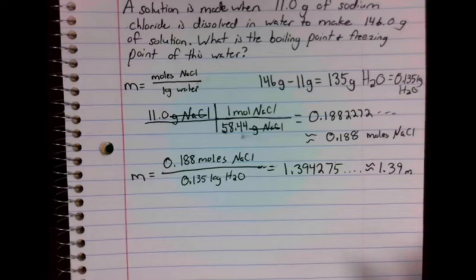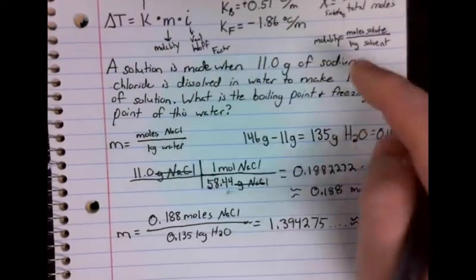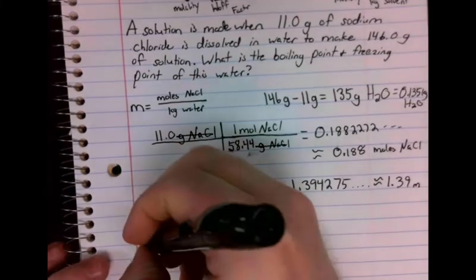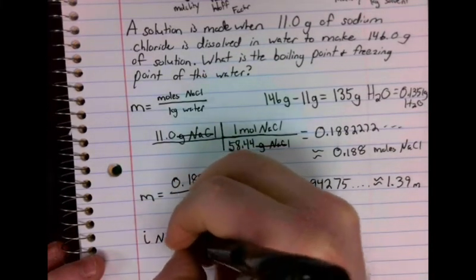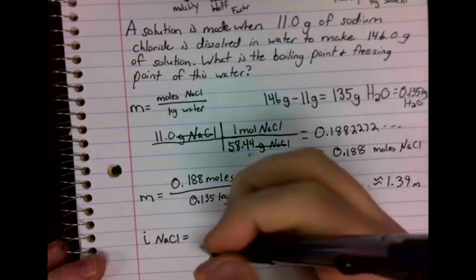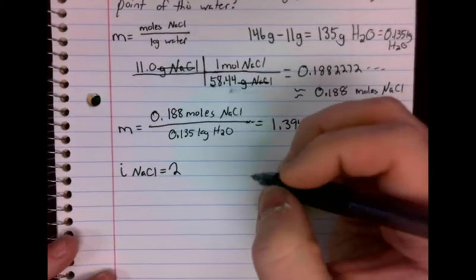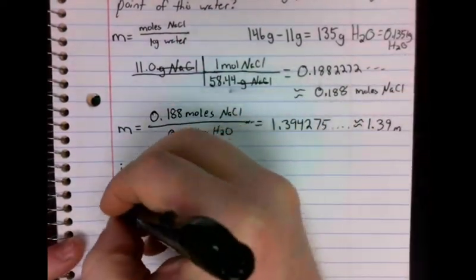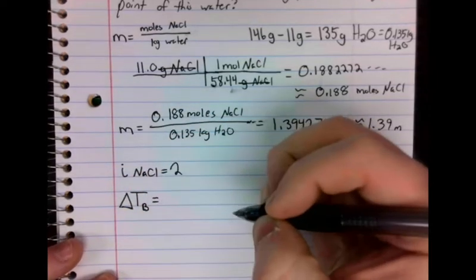Okay, we have molality. We have K that we'll need for each of these because it's in water, so we know these two constants. So now we just need i. i for NaCl is going to be equal to, well, it's an ionic compound because it starts with Na. There's 2 pieces, so i equals 2. Now we have enough information. We can do our delta T. So first, we're going to do delta TB. We're going to do change in boiling.